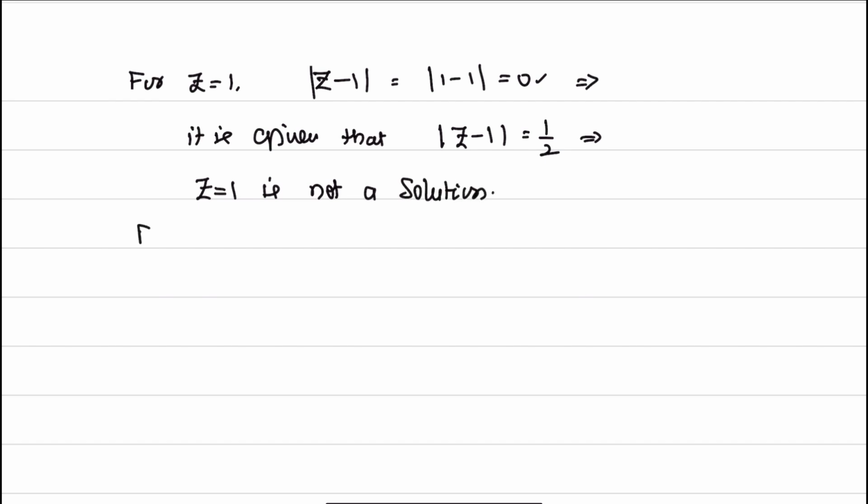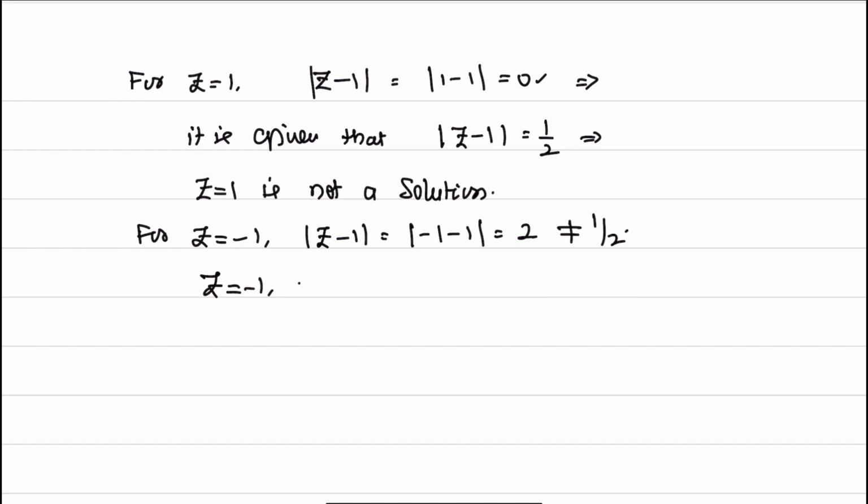Now, second singularity, Z is equal to minus 1. For modulus of Z minus 1, that is equal to 2, which is not equal to half. Hence, Z is equal to minus 1 is also not a solution. Both the singularities are not solutions.